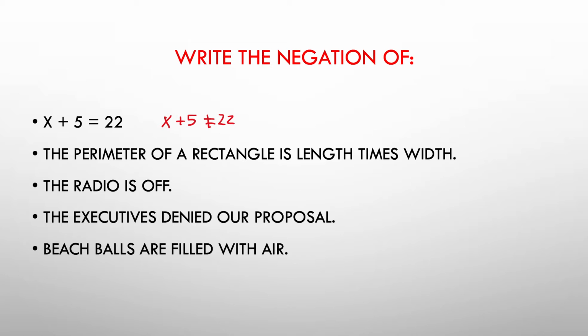For our next one, the perimeter of a rectangle is length times width. So if I want to write the negation, again, I'm just going to add the word not. So I can say the perimeter of a rectangle is not length times width. And I have the negation.